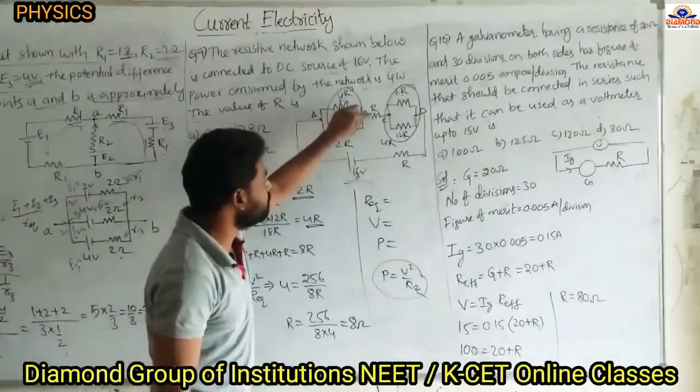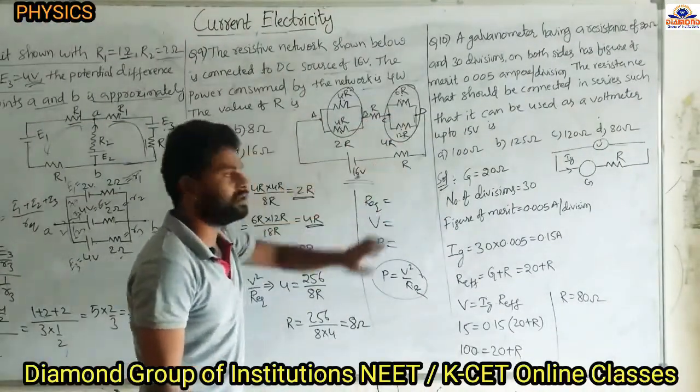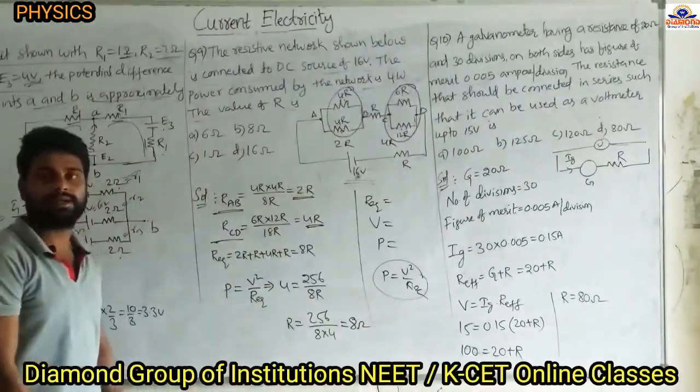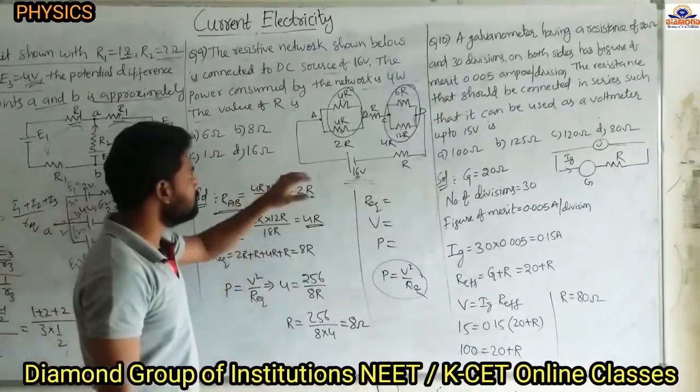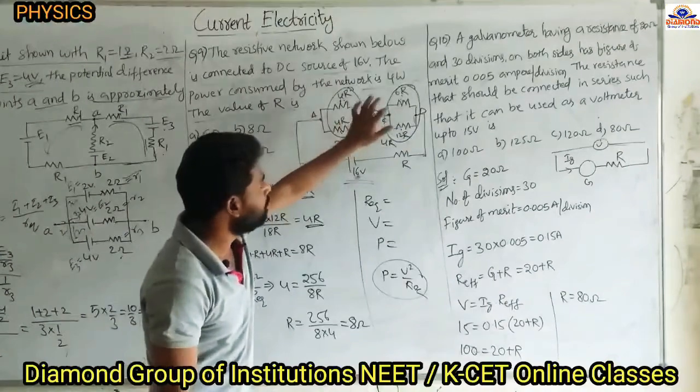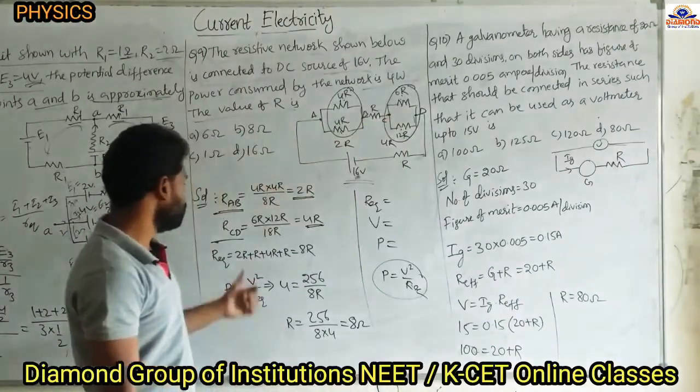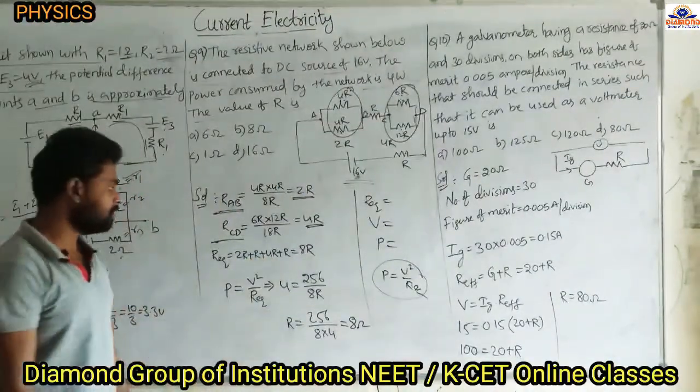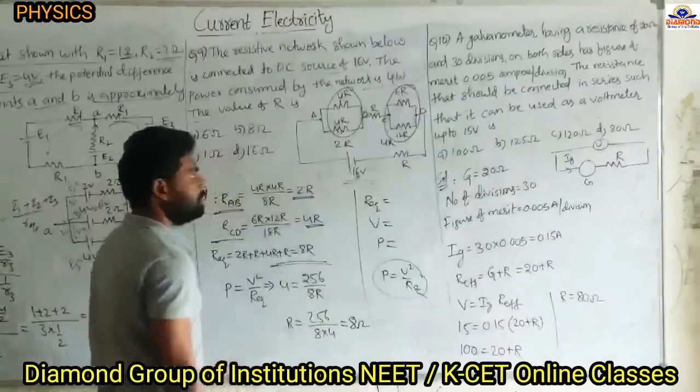This is in series with this one, this is in series with this one, this is in series with this one. So total resistors are connected in series now. So total resistance is 2R plus R plus 4R plus R. So now the equivalent resistance of the circuit is 8R.